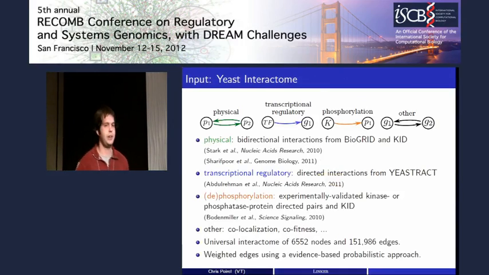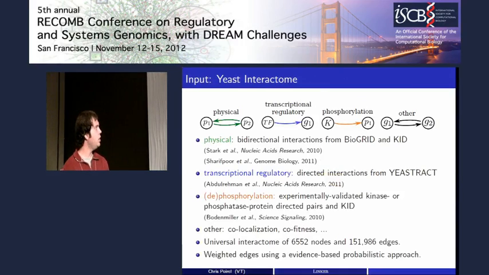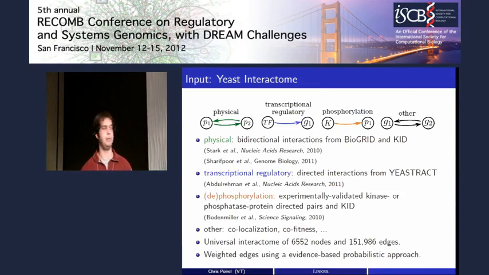Okay, so now we'll get into the data that we use. We built a comprehensive yeast interactome by integrating a number of public databases. We used the BioGrid database, the kinase interaction database, YeastRack, and some experimental papers, this one by Bottomup et al., which gives us some phosphorylation information.